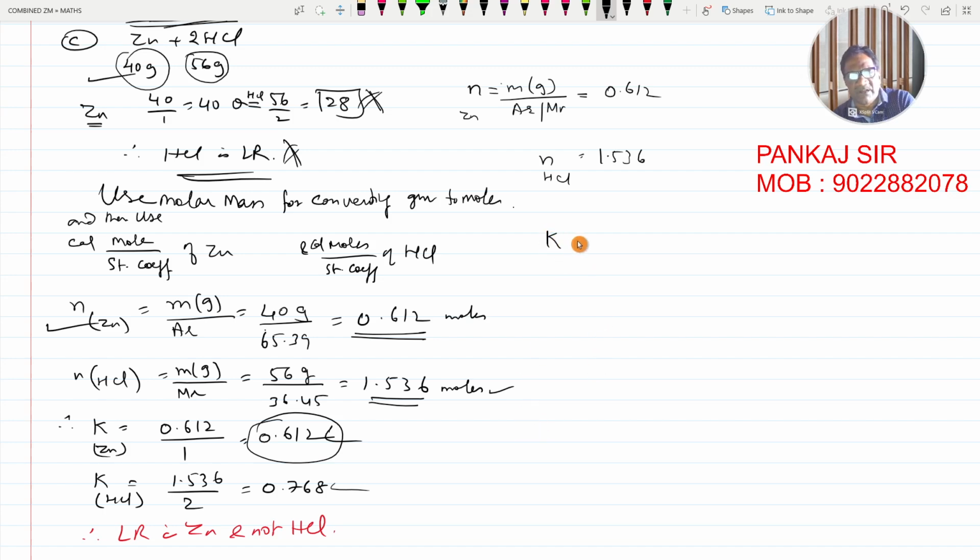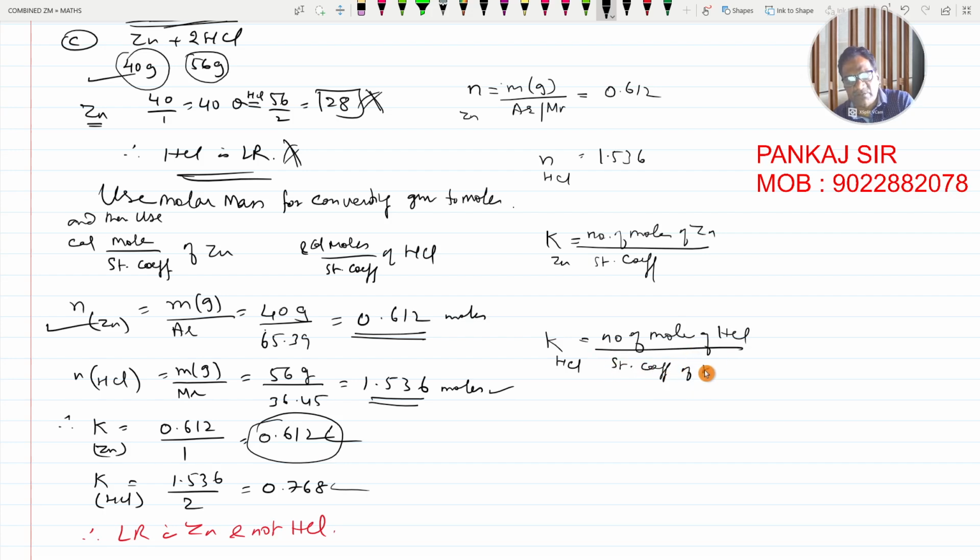Now once you get the moles, you can go ahead and find out the K value. Now the formula is K for zinc will be equal to number of moles of zinc divided by the stoichiometric coefficient of zinc. Same way, K for HCl will be number of moles of HCl divided by the stoichiometric coefficient of HCl.